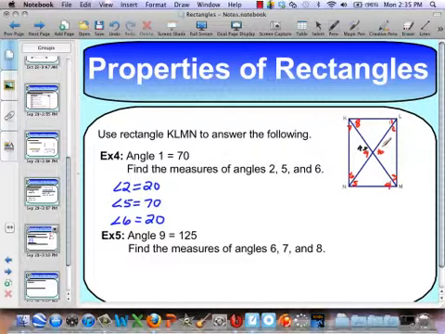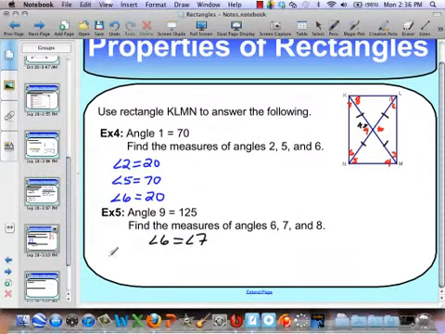Okay, now slow that down a little bit. You said 180 minus 125 and divide that by 2. Why would you do that? Because it's an isosceles triangle. How do you know it's an isosceles triangle? If the diagonals congruently bisect each other, that means each one of these 4 parts must be the same length. That means this triangle is an isosceles triangle, which means that angle 6 is equal to angle 7.